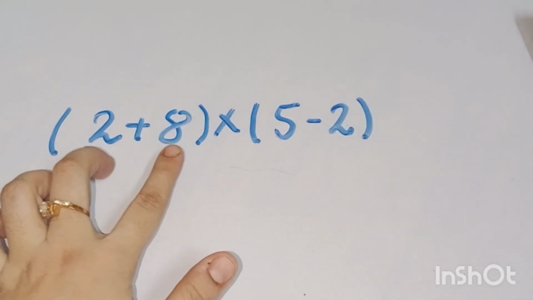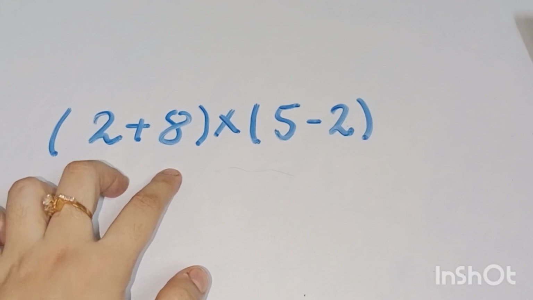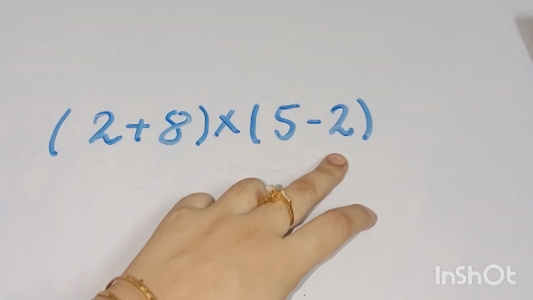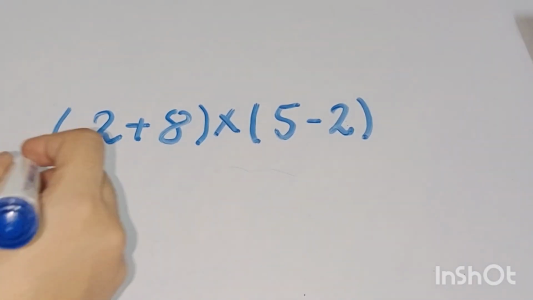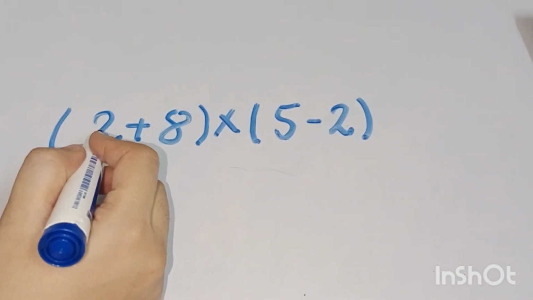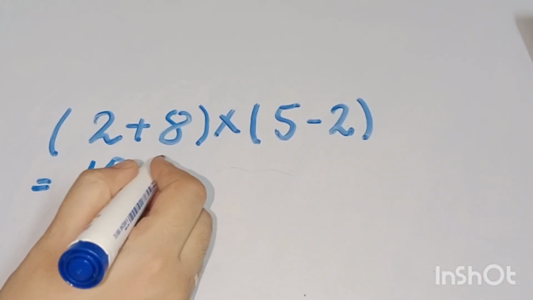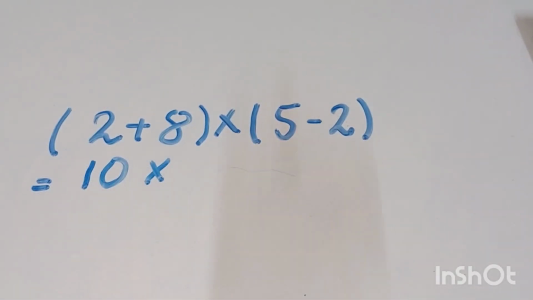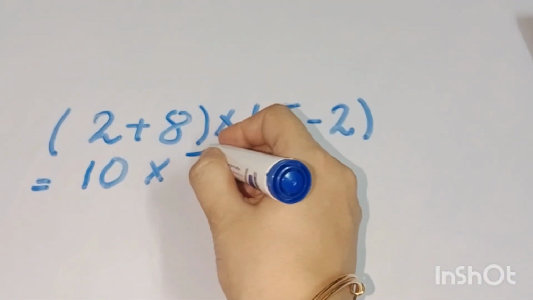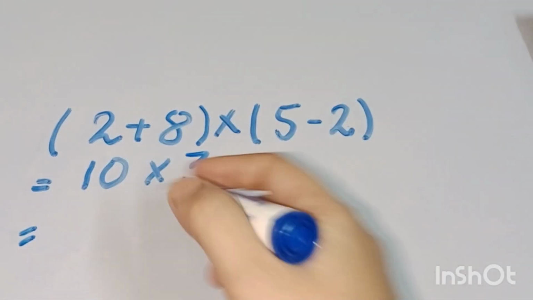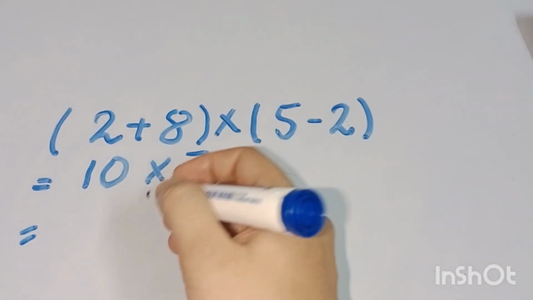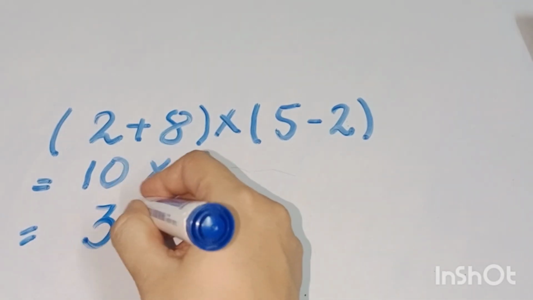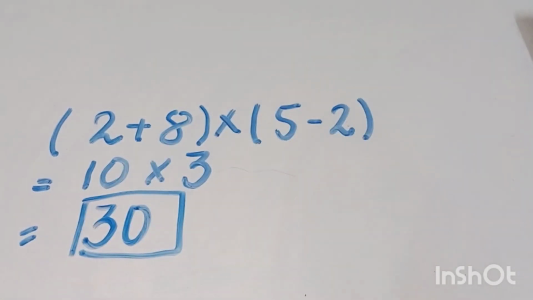Here we have two brackets, 2 plus 8 within bracket, 5 minus 2 within brackets. I will do these brackets first. At a time, 8 plus 2 equals 10. Multiply sign as it is. 5 minus 2 here is 3. Now I will do simply my multiplication. As we all know that 10 times 3 equals 30. So the answer of this very interesting math puzzle here is 30. If your answer is also 30, then answer in the comment section.